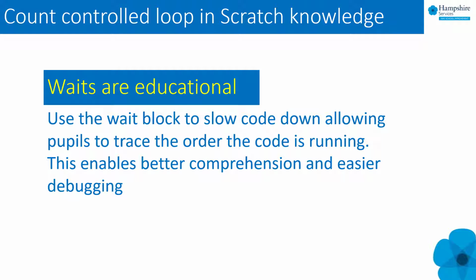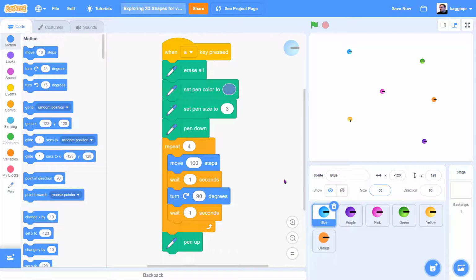Let's have a look at an example of this in code. Here is our square that we drew earlier. And actually you might think that the waits are in here to make the program better, but actually they're not. In some ways they're actually slowing the program down and making it a little bit less efficient. But they're great for allowing pupils time to be able to see precisely what the different instructions do and when they do them as well.